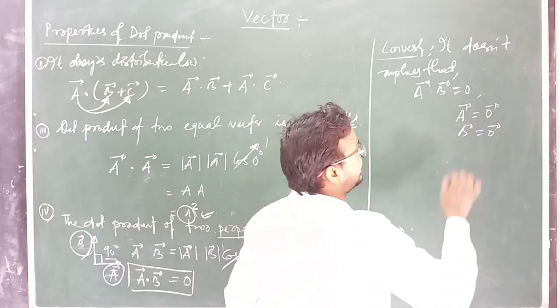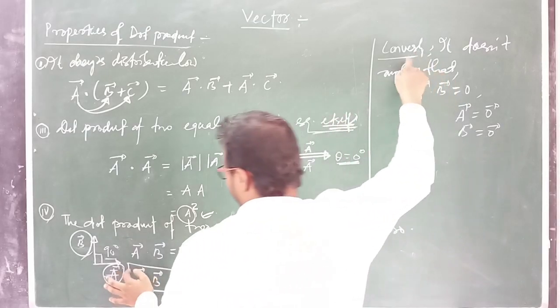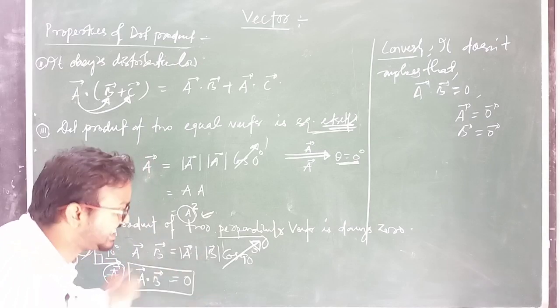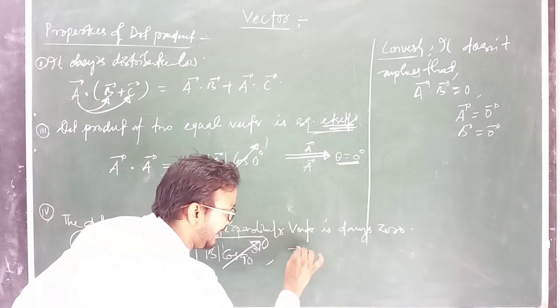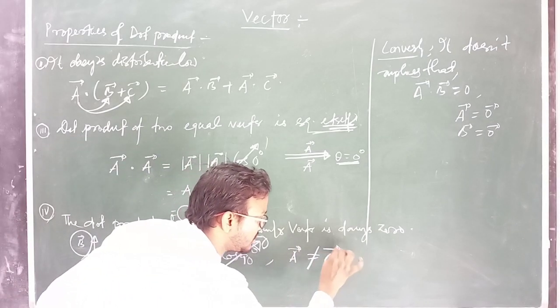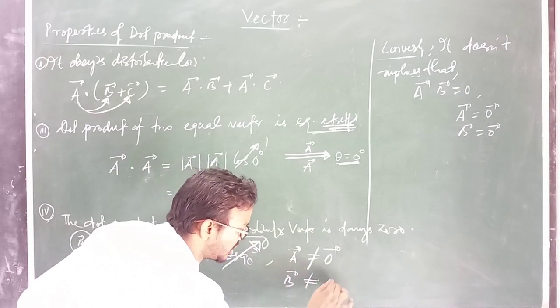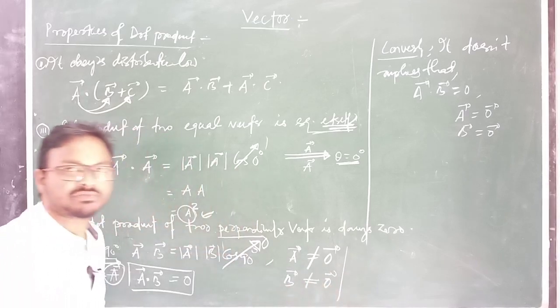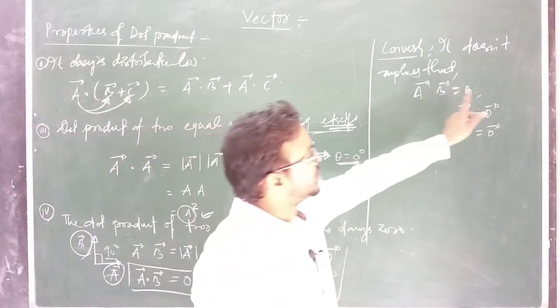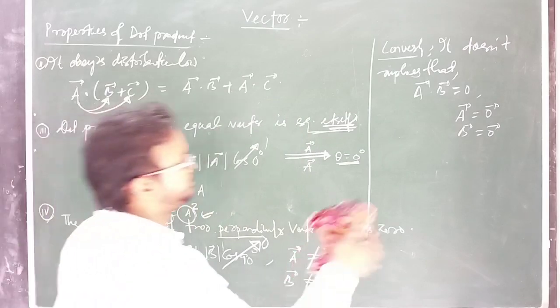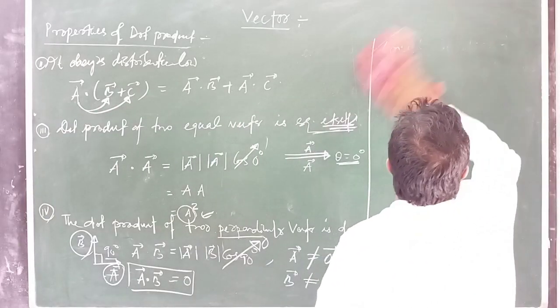Clear? So in this case the converse is not satisfied. So we have to write that A vector does not equal 0 vector and another vector B does not equal 0 vector. Clear? At that time this condition is also proved. So these are the properties of the dot product of two vectors.